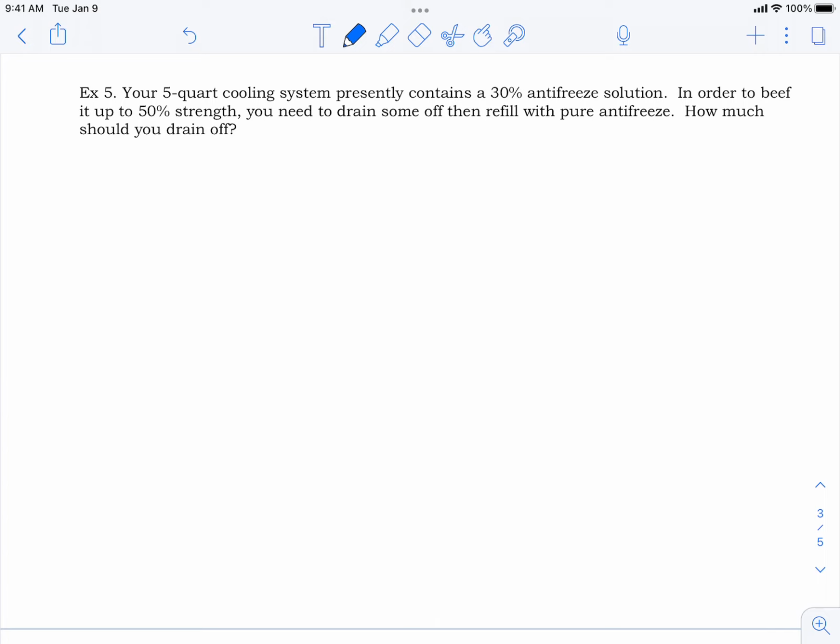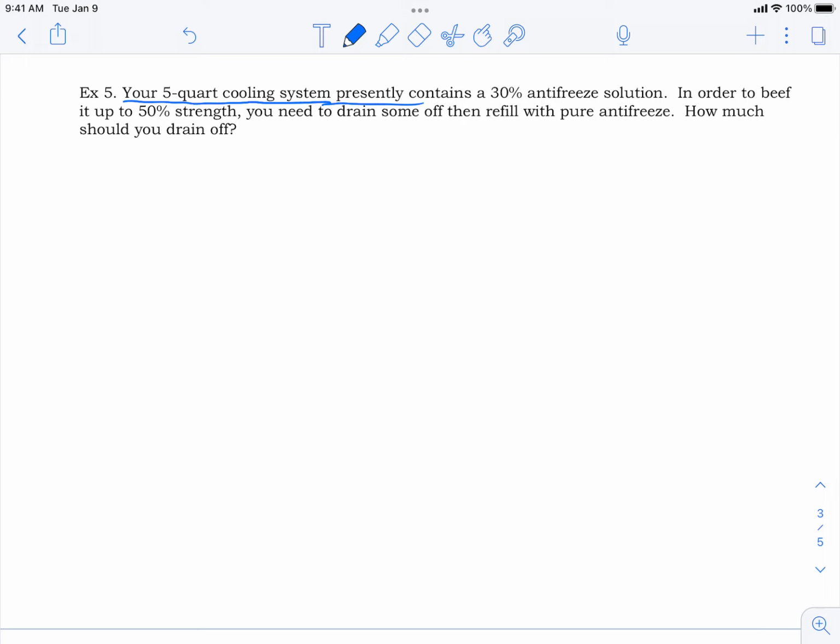Well, at first, I'm not thinking about what my equation is going to look like, or how this is going to end up solving. I just think in terms of, I've got to keep track of what's going on. I need to make some kind of a table. What have I got? I've got a 5-quart cooling system. And what am I going to do? I'm going to drain some. And then I'm going to add some more stuff to it.